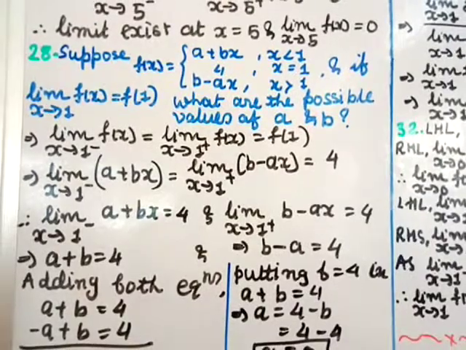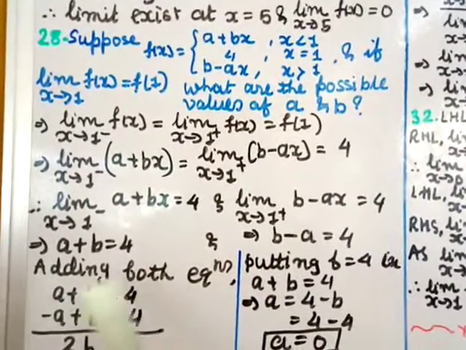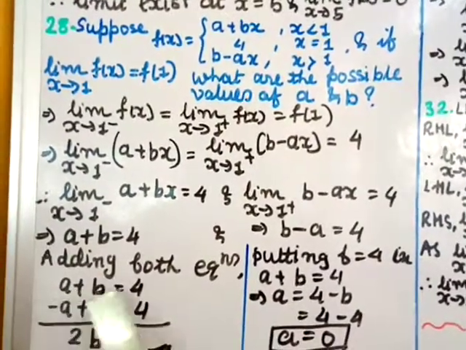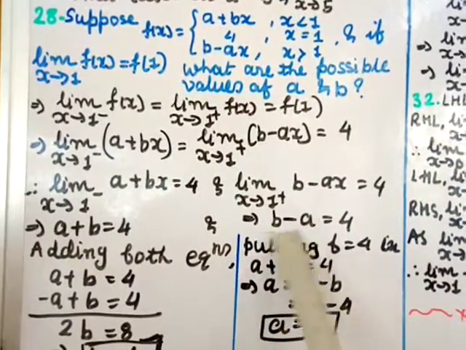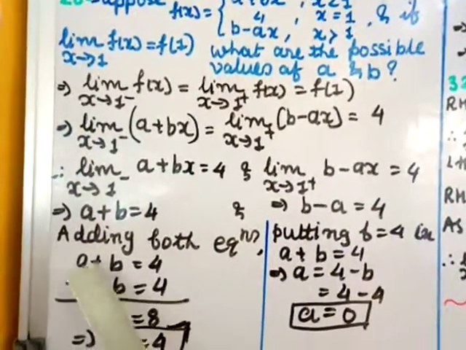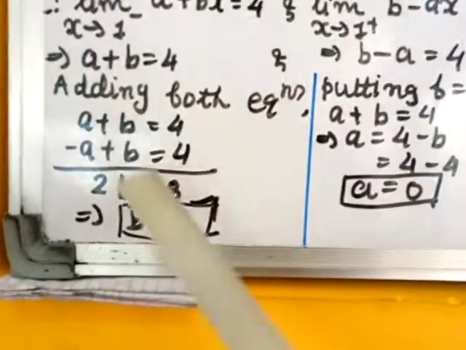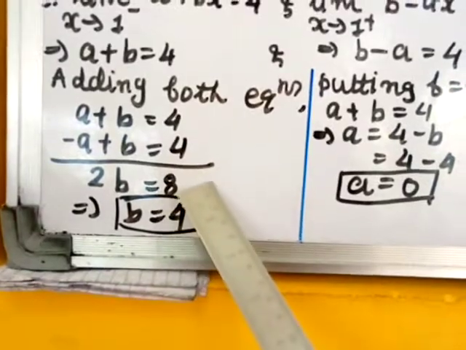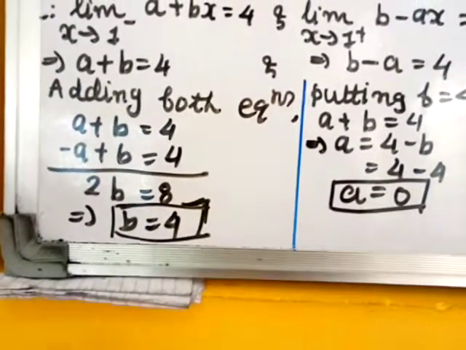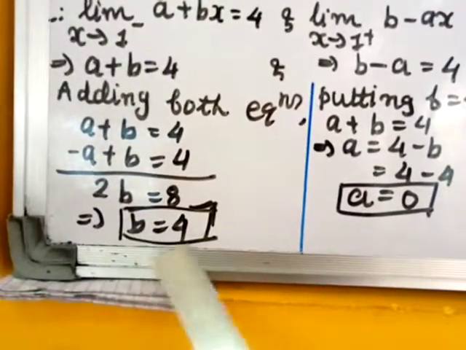Now we shall solve both the equations. I will add both equations. So a plus b equal to 4, and I'll add this, just rearranged, minus a plus b equal to 4. A and minus a you can cancel. Here remains b plus b, which gives you 2b equal to 4 plus 4 is 8. Transfer 2 to the other side and divide 8 by 2, so you get b value as 4.